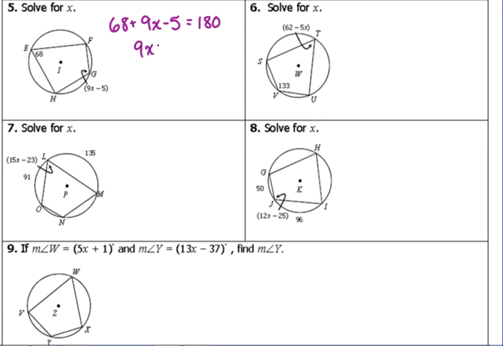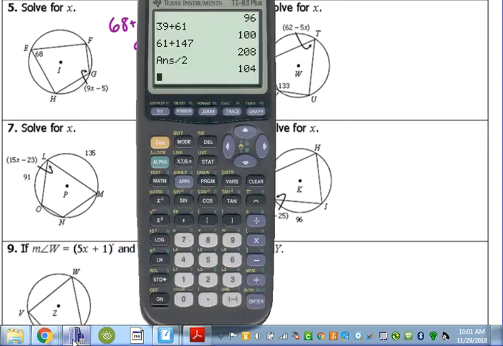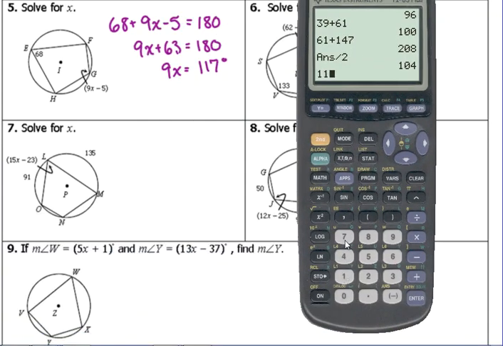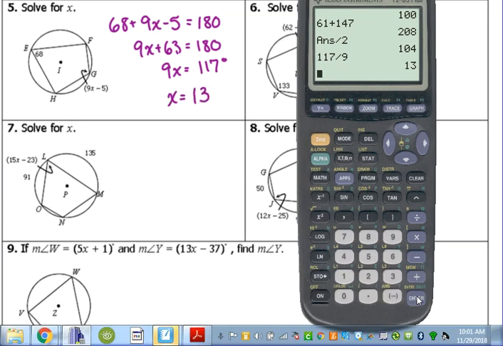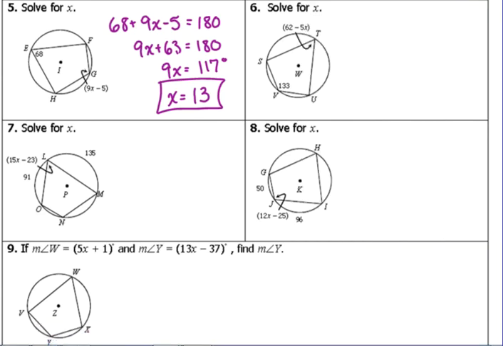So we've got 9x plus 63. We subtract the 63, so that's 117. Yes. And 117 divided by 9, it doesn't look like it's divisible by 9, but it is 13. So x is 13, that's what they were asking us for, so we are finished. Number 6 is exactly the same. Let's look at number 7.